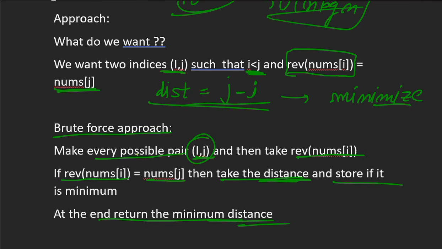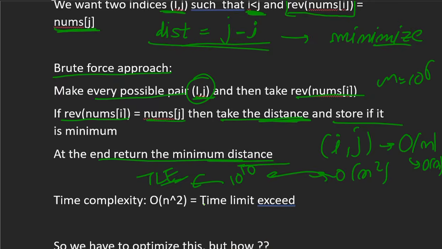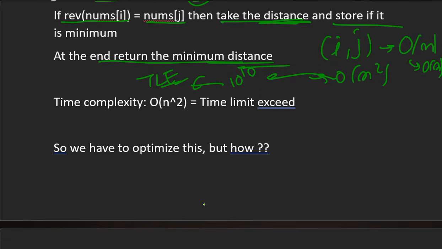But if you see the time complexity of this approach, to find all possible pairs i and j, we have to use two loops, an outer loop of n and an inner loop of n. So the time complexity will be big O of n square, and n is equal to 10 to the power 5. So big O of n square will be 10 to the power 10. So it will give us time limit exceeded. The brute force approach will surely give us time limit exceeded, so we have to optimize this approach.